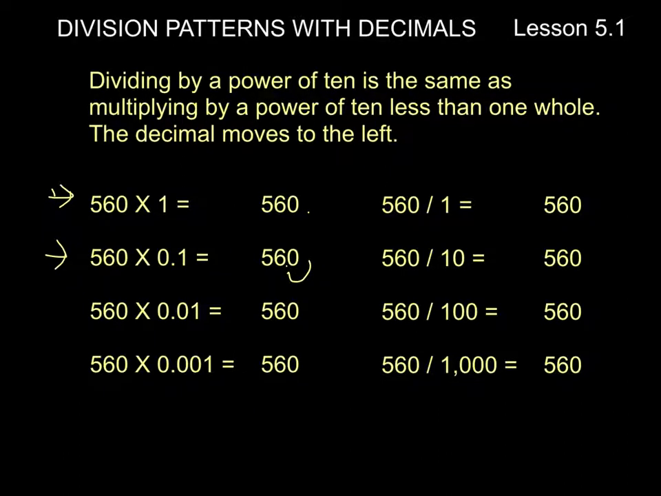For these next two examples, we're going to move the decimal over an additional place, 1, 2, to get 5.60, or 60 hundredths. And then we're going to move the decimal over 1, 2, 3 to get 56 hundredths, or 560 thousandths.